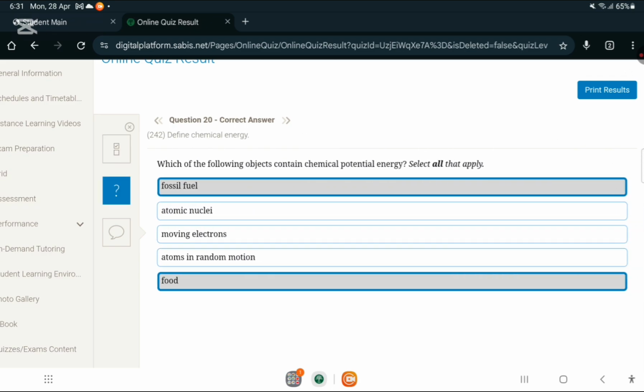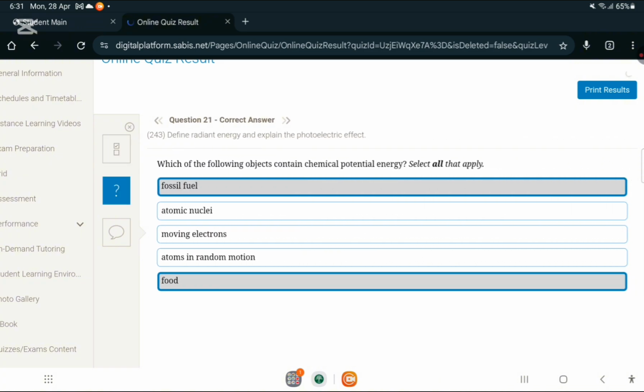Which of the following objects contain potential energy? It's fossil fuel, because you need to burn it to convert its chemical potential energy to kinetic energy. And you have food, for example, a donut. You need to break it down from chemical potential energy into chemical energy, which is nutrients. Basically, you need to break it down from potential to kinetic.